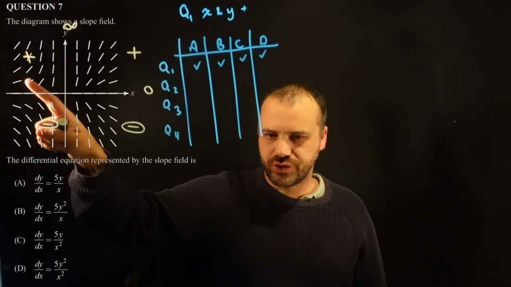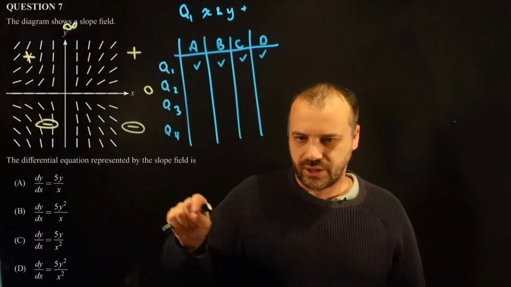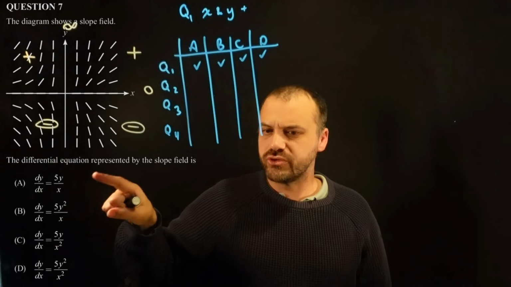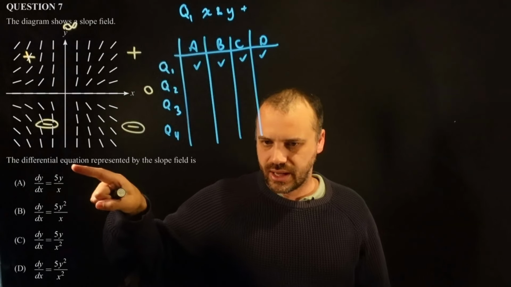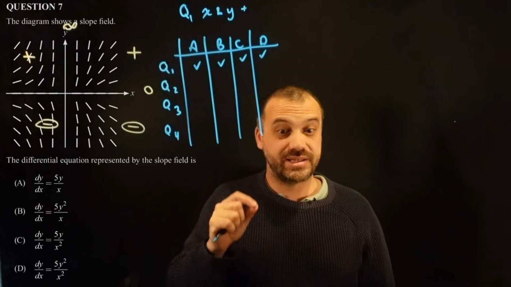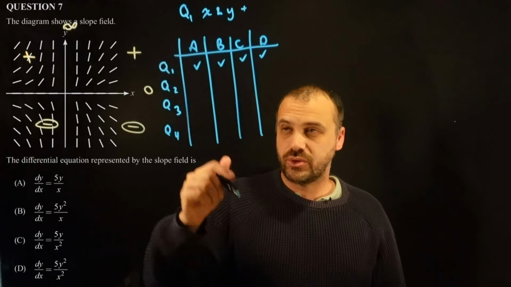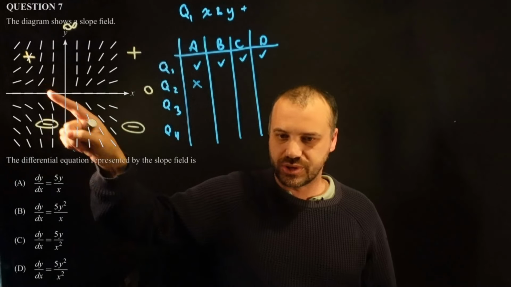All right, what about quadrant two? We're expecting everything to be positive in quadrant two as well. All right, let's take a look here. Now, in quadrant two, x is negative. So keep that in mind. A positive 5y divided by a negative makes a negative. So option A doesn't work in quadrant two because we're expecting a positive result.